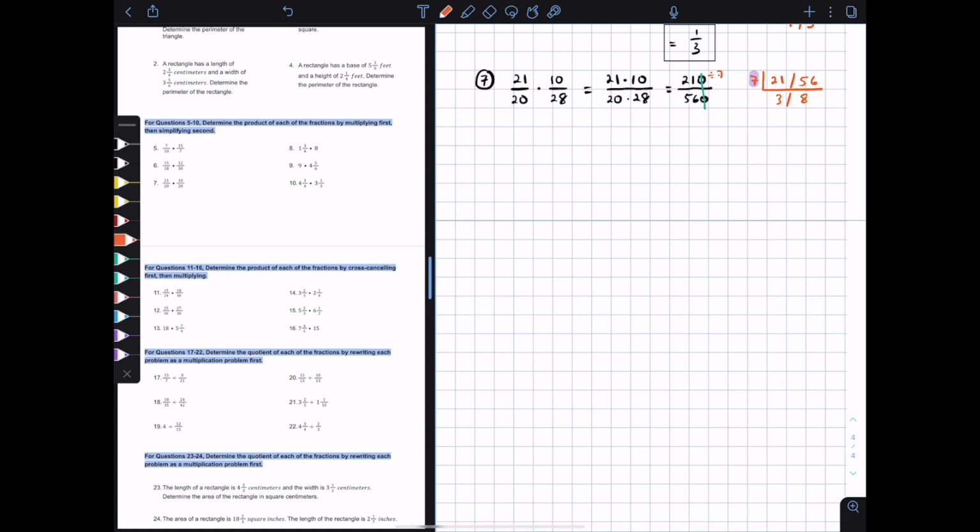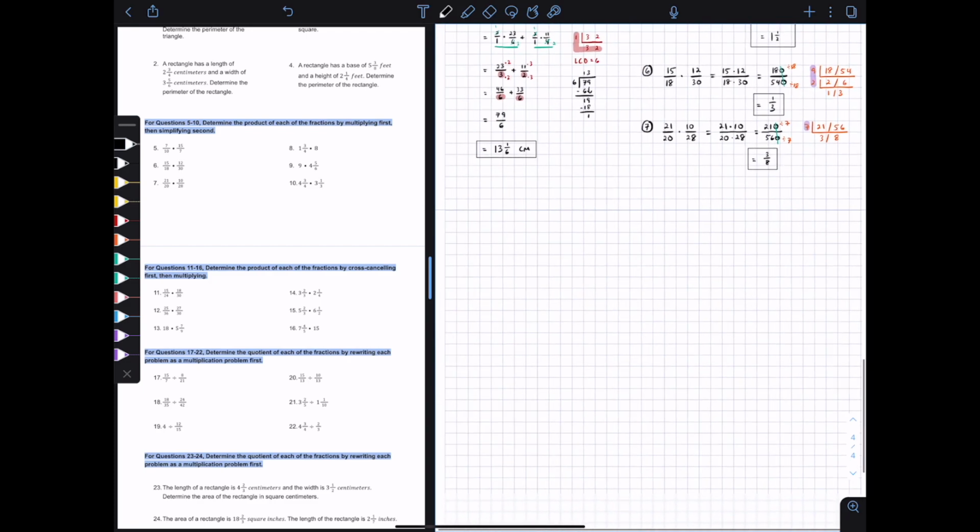So divide this by 7 and divide this by 7. And so we can see here that 21 divided by 7 is just 3/8. But if you check the division, it also works out. Okay, there you have number 7.